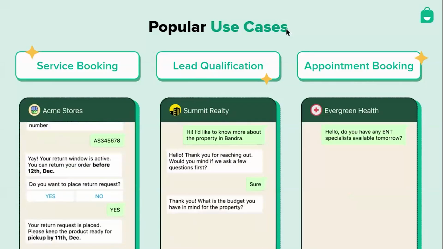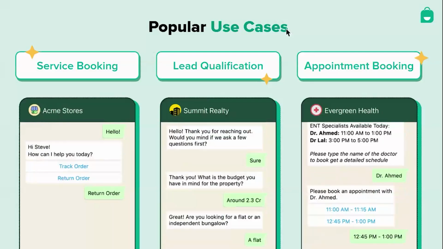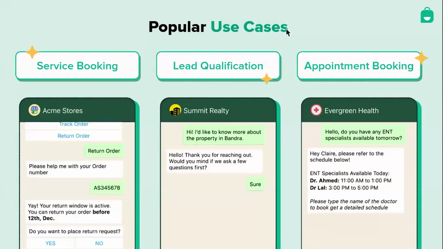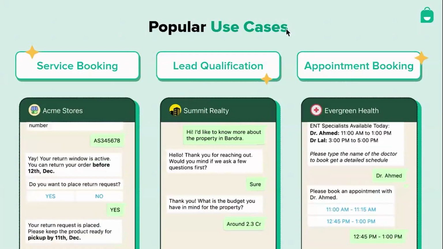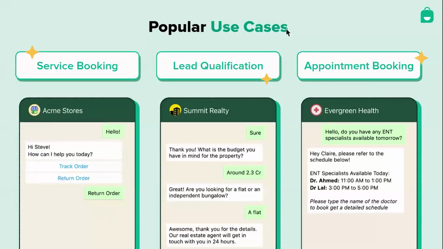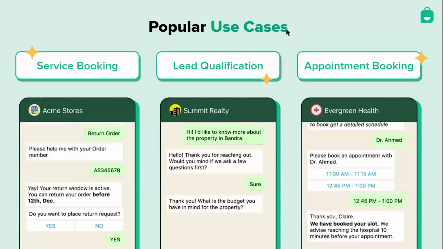The other two use cases are service booking and appointment booking, right? These are pretty common use cases. Automation can handle service-related queries such as booking a service or tracking orders. And similarly for appointment booking, this allows customers to book appointments directly through WhatsApp, right?